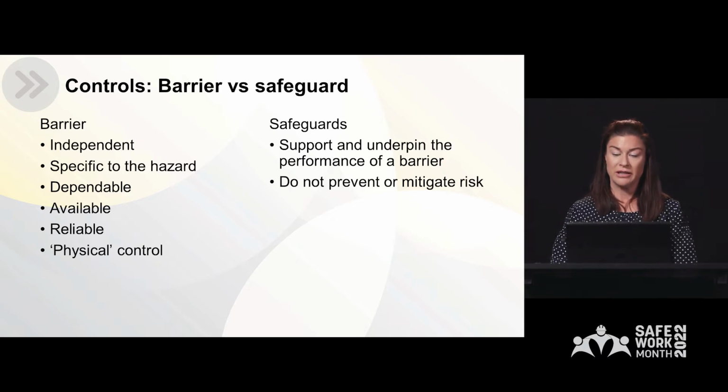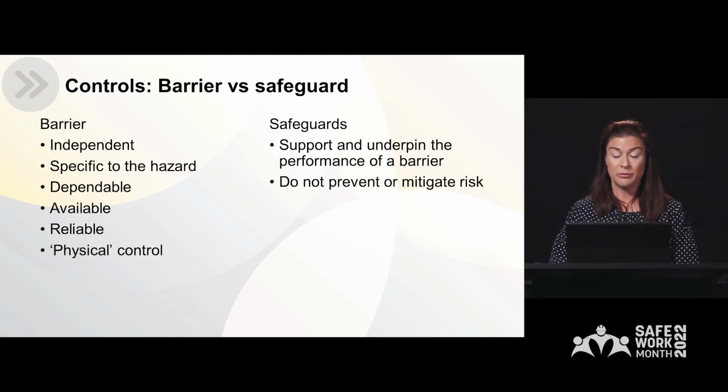Sometimes the terms barriers and safeguards are used to categorise controls. Barriers are controls that are assessed as being sufficiently robust, reliable, independent and effective, which means they can be relied upon as primary control measures against incidents. A barrier is a physical control, that is, a measure that should physically prevent or mitigate the risk.